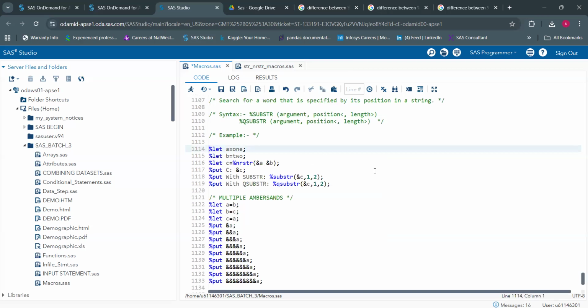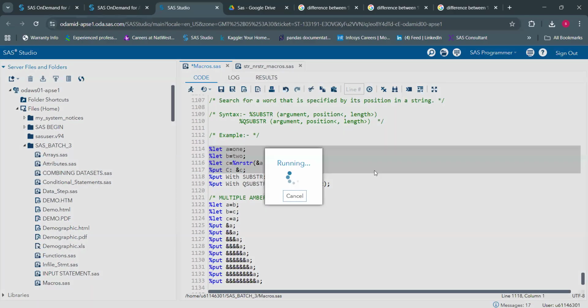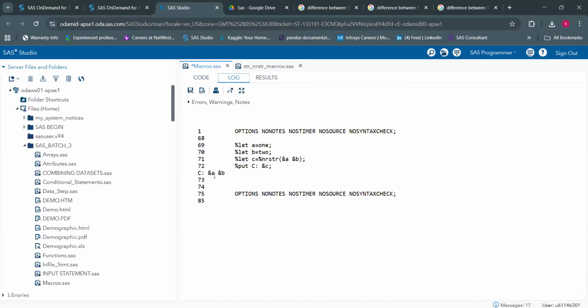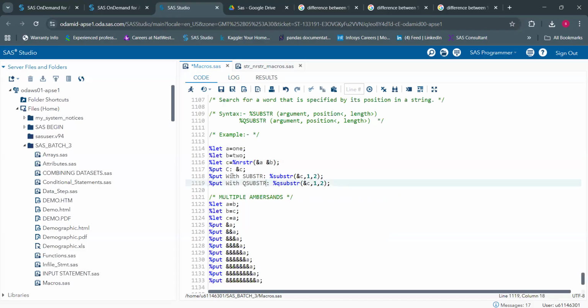So we have %let a=1, %let b=2, %let c=%nrstr(&a&b). For example, if I don't use %nrstr, what would I be getting? We'll get 12 and 192. Now put it with %substr, %substr(&c,1,2). So what will I be getting here?